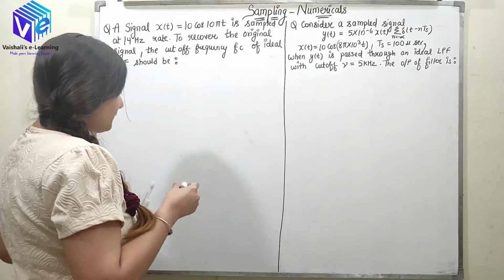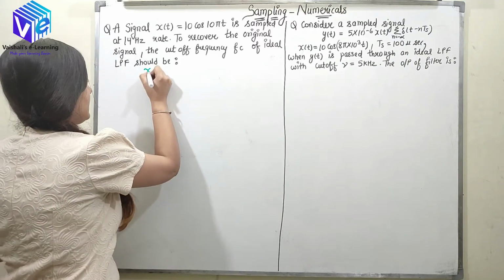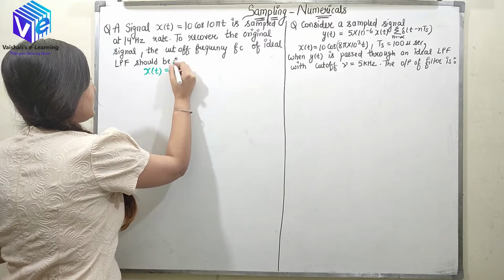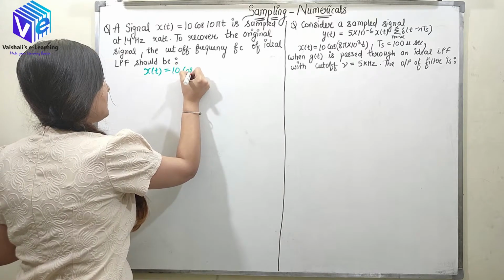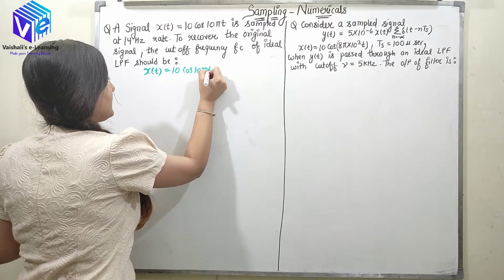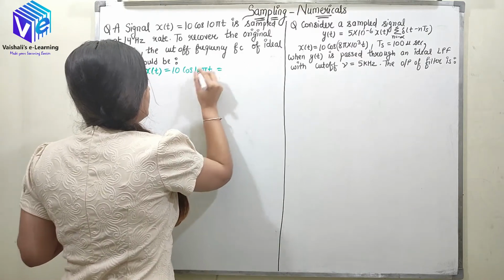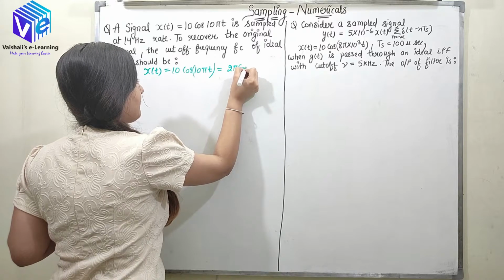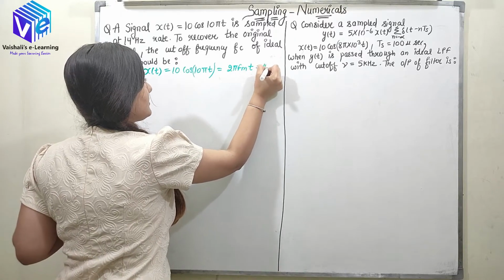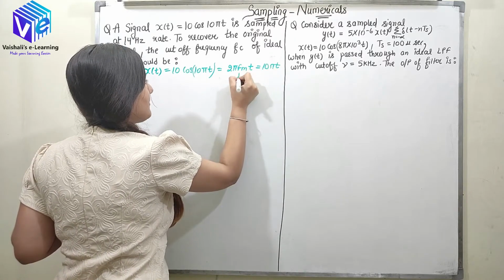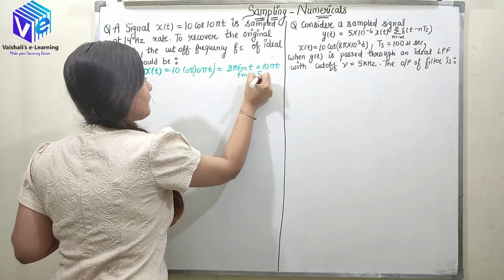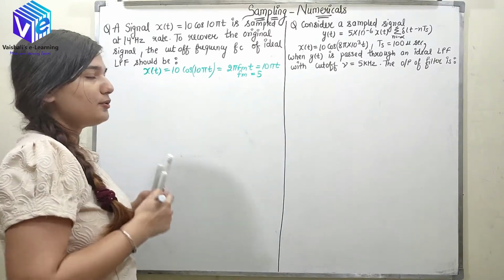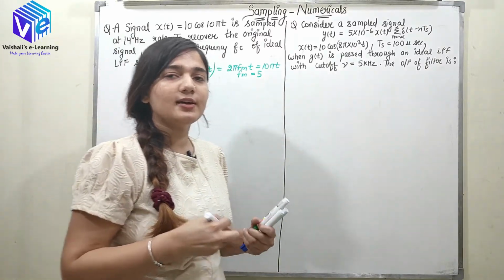Now, how can I represent this x(t)? x(t) is 10 cos 10 pi t. This function represents 2 pi fm t, so it is 10 pi t, which implies fm is 5. So now I know the frequency of the cosine.